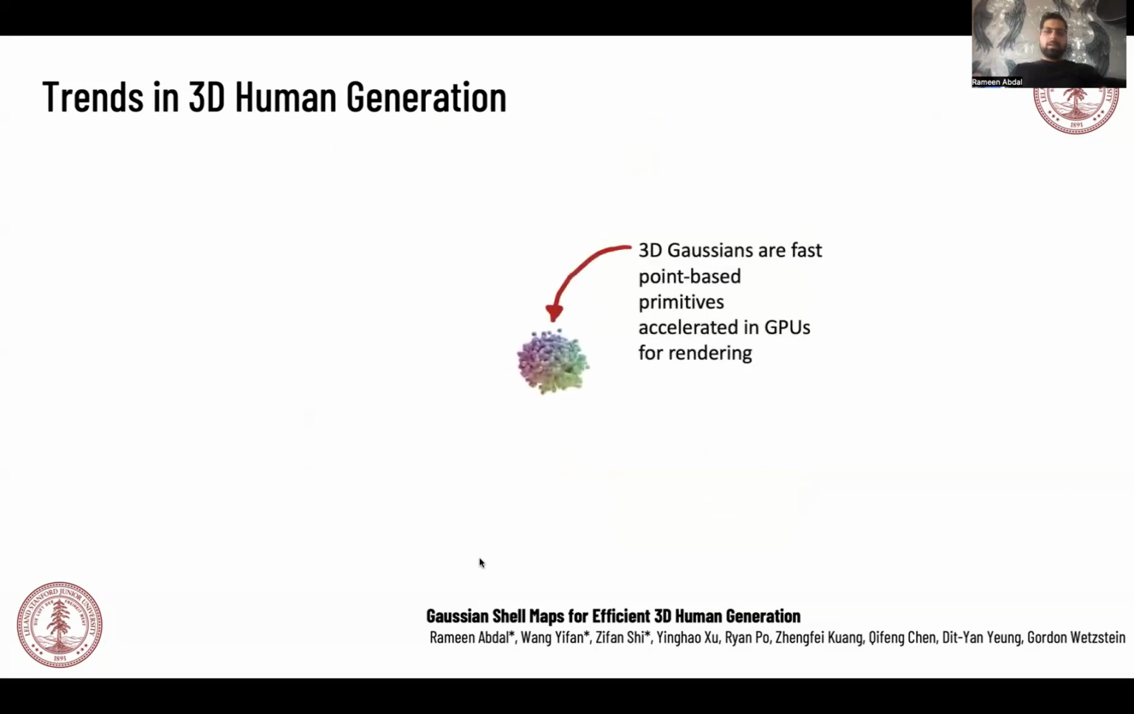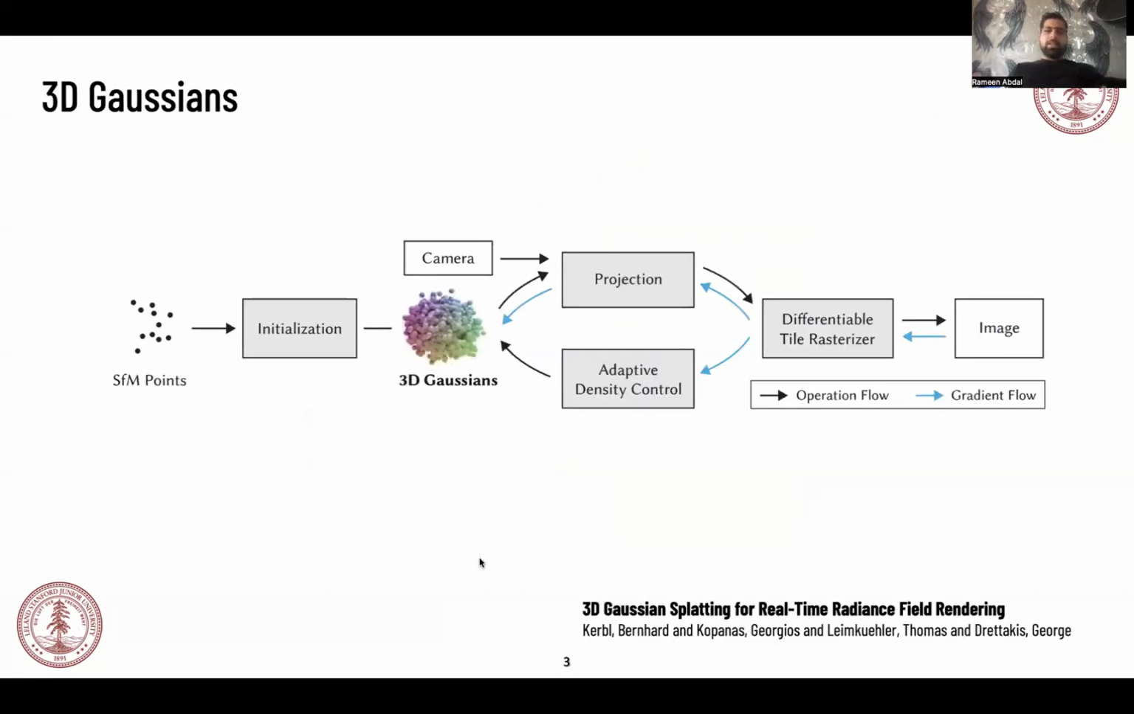A representation that emerged recently is 3D Gaussians. They are fast point-based primitives accelerated in GPUs for rendering. In this work, we explore the feasibility of these primitives for the task of 3D human generation from 2D single-view datasets, to replace the volumetric representations in the rendering pipelines of generative networks. This newly optimized representation of 3D Gaussians has shown promising results, but they are showing results on reconstruction tasks.